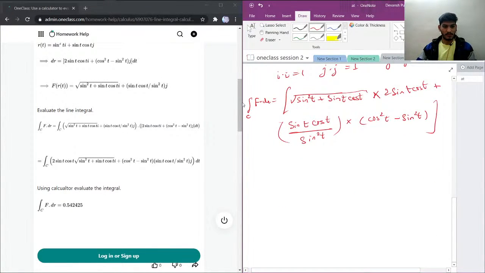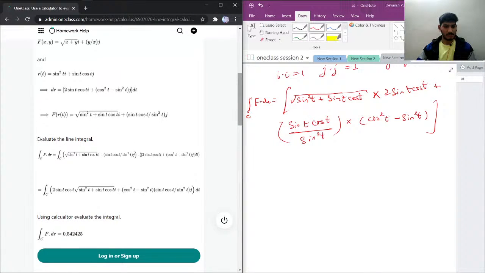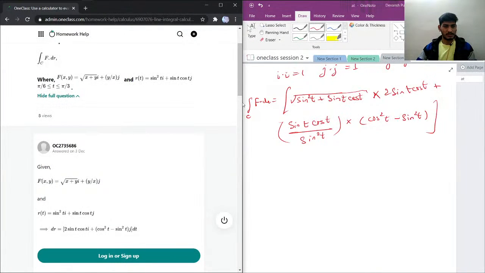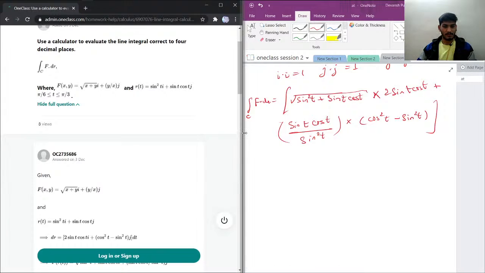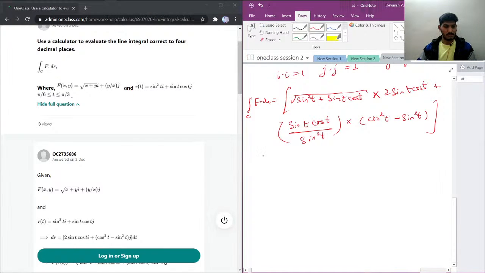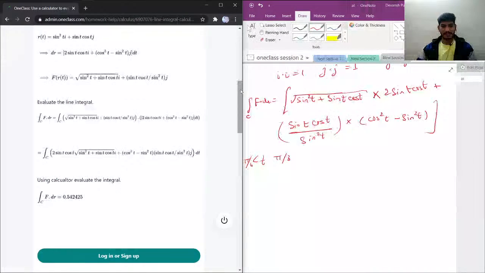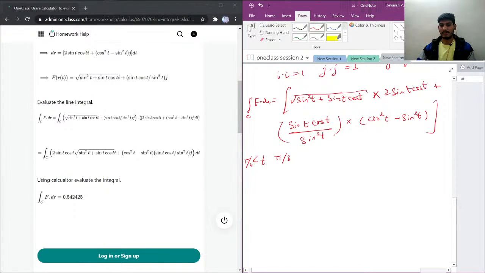So here when we take what is the curve given, okay, so limit we have t is from pi over 6 to pi over 3. So we just needed to simplify till this point, and then we are going to use our calculator to evaluate this integral and find the value. So using the calculator evaluate the integral.